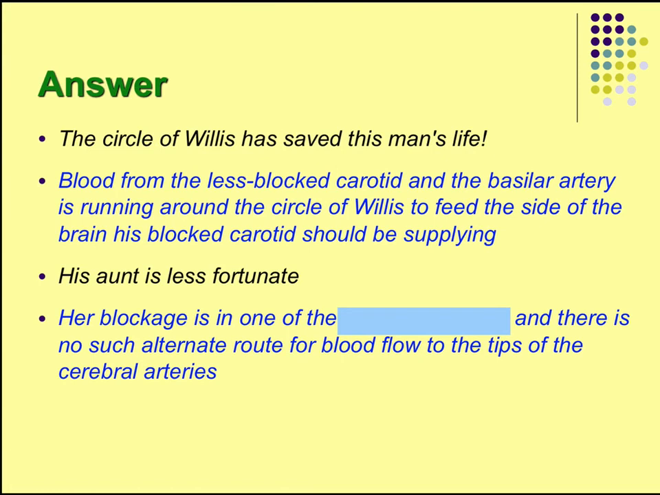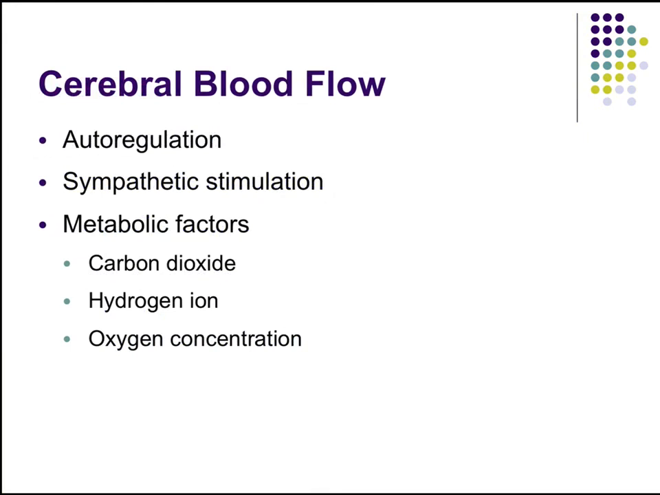So in the man, because the blockage happened in the internal carotid arteries, blood from the less blocked carotid as well as the basilar can go around the circle of Willis and feed the areas of the brain that are impacted. The aunt is less fortunate because her blockage is in the cerebral arteries. Hers was in the anterior cerebral artery, and so there's no alternate route. So her blockage is after the circle of Willis, so the circle of Willis can't help. So that's why she had more permanent damage.